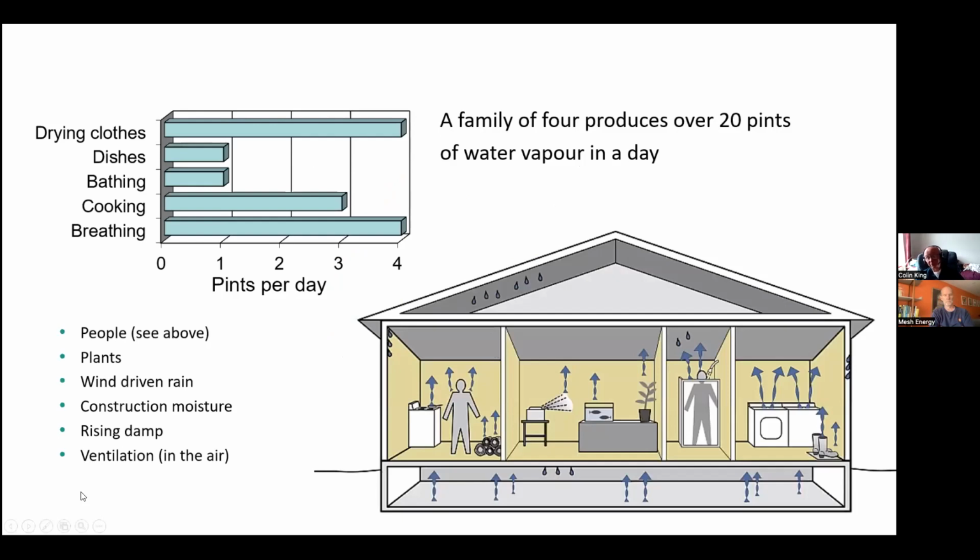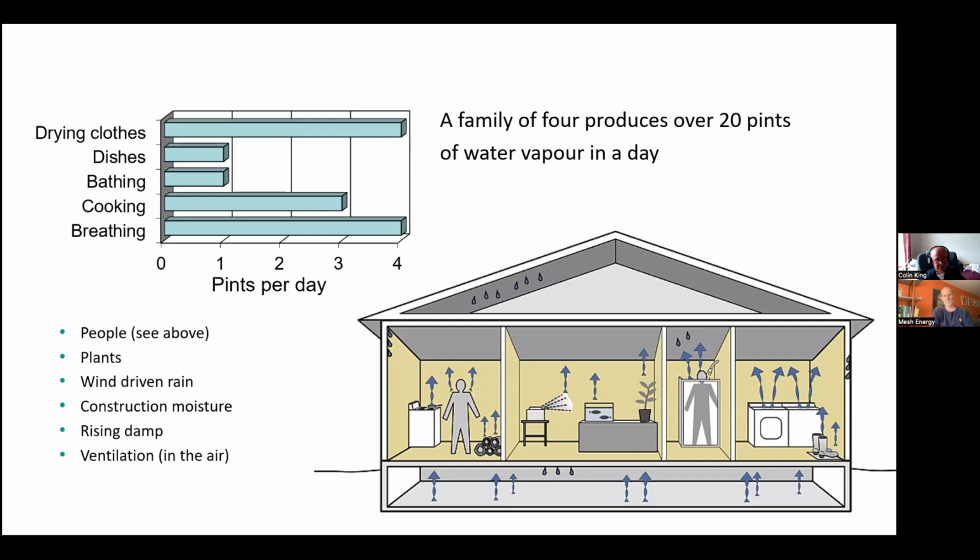So if you look at people, you're looking at a family of 4 producing over 20 pints of water vapor in a day. And that's if they live normally, just existing. This is not about drying the clothes on the radiator. This is not about blocking vents. This is what happens normally.